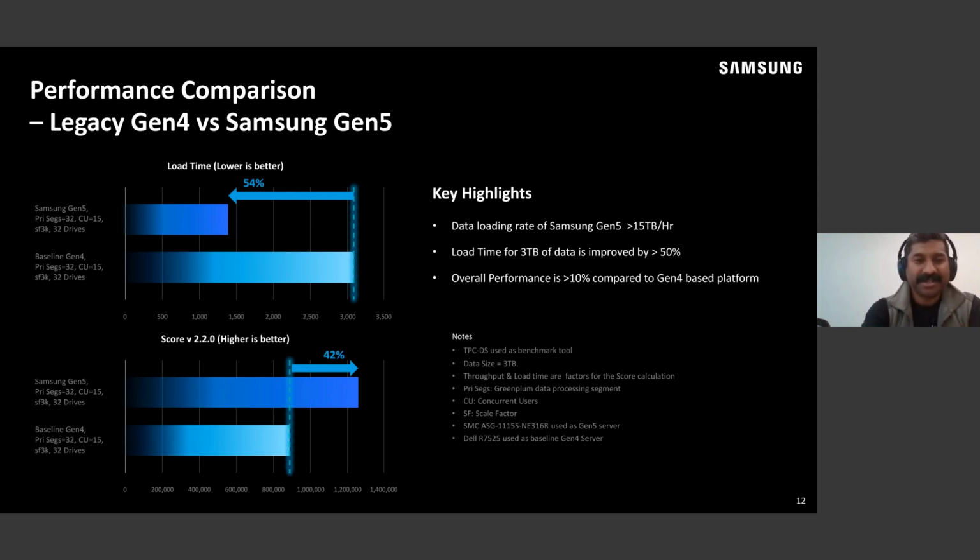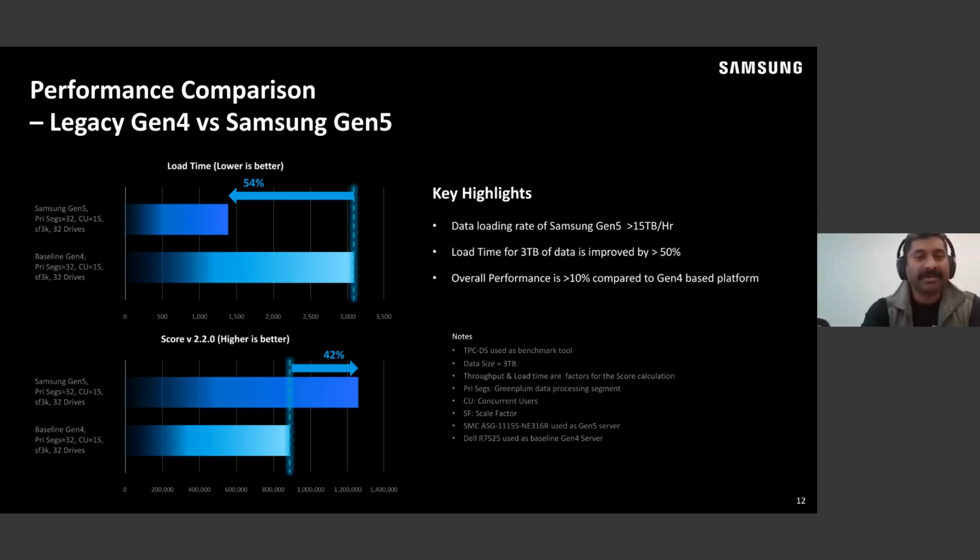Yeah. All right. So let's get to the meat of what we have found here. In the slide, you can see the performance we have got. On the left top graph, you can see the load time, and on the y-axis, you can see the exact configuration we have used. We have used a configuration in TPC-DS, which simulates 15 concurrent users, and a total of 32 segment instances across the cluster.